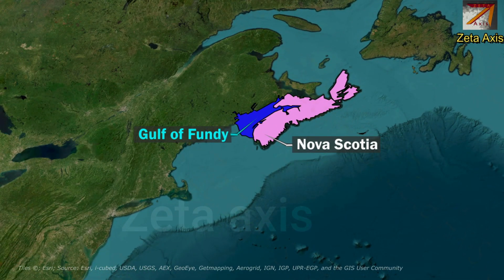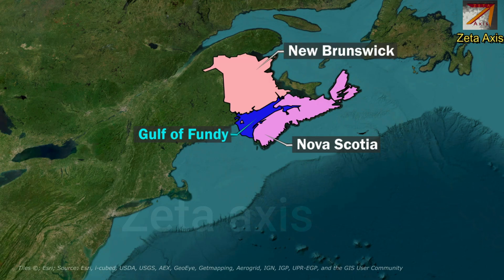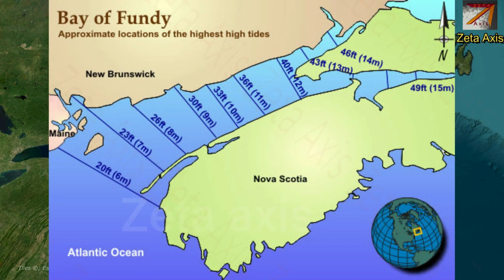The Bay of Fundy is a bay between Canadian provinces of New Brunswick and Nova Scotia, with a small portion touching the US state of Maine. It is an arm of Gulf of Maine. The Bay of Fundy has a very wide tidal range. It has the highest tidal range, that is the highest difference between low tides and high tides.